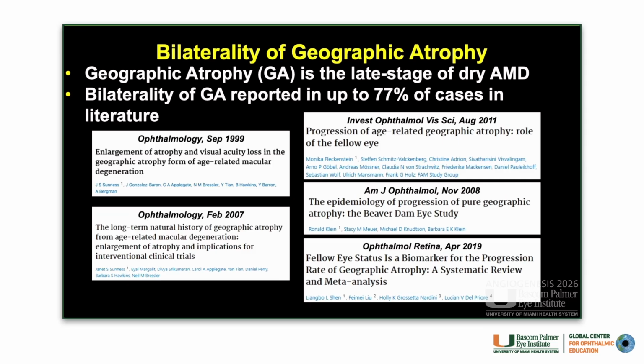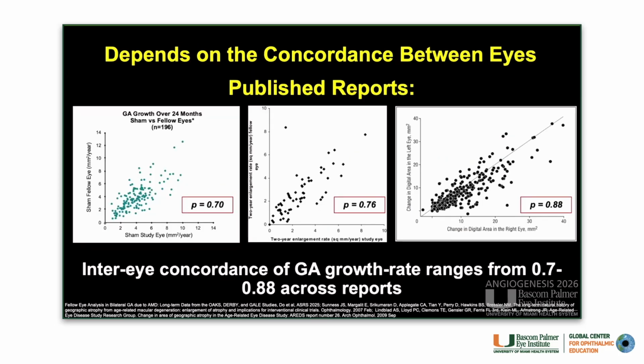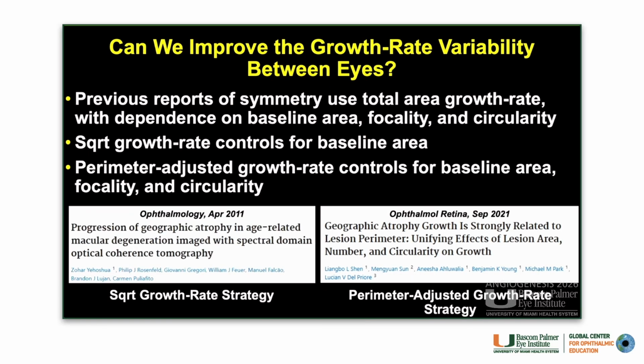Geographic atrophy is the late stage of dry AMD. Bilaterality of GA is reported in up to 77% of cases in literature. The question that follows is, can both eyes be used in a clinical trial? Well, it depends on the concordance between eyes. Published reports indicate an inter-eye concordance of GA growth rate of up to 0.88.